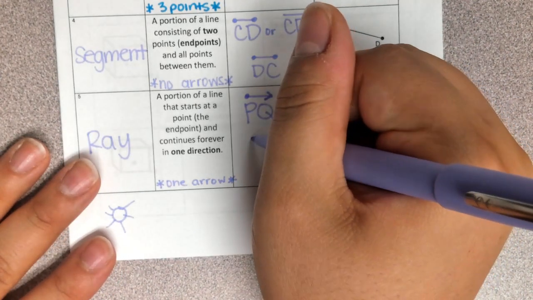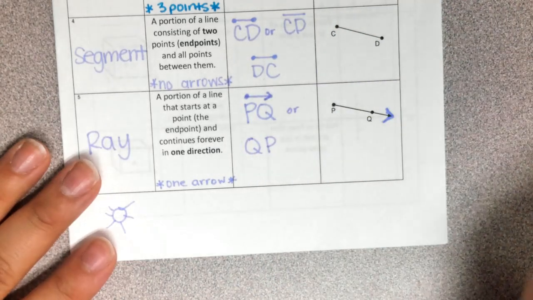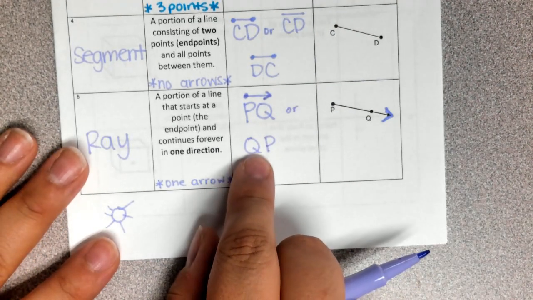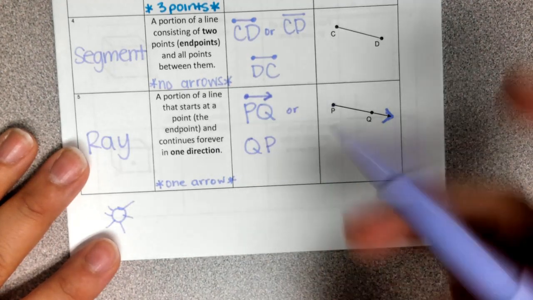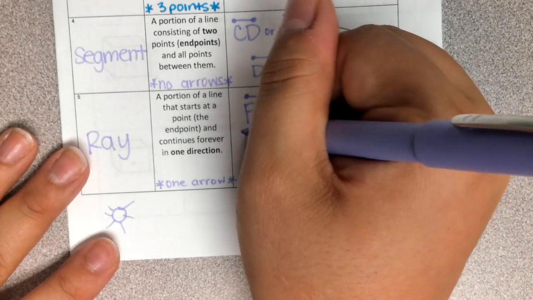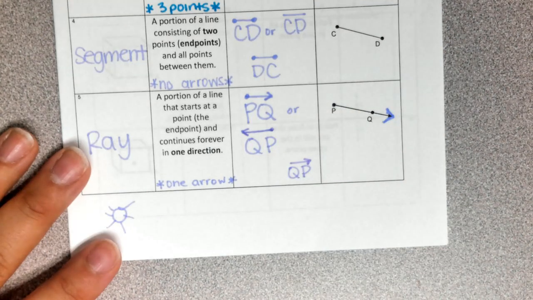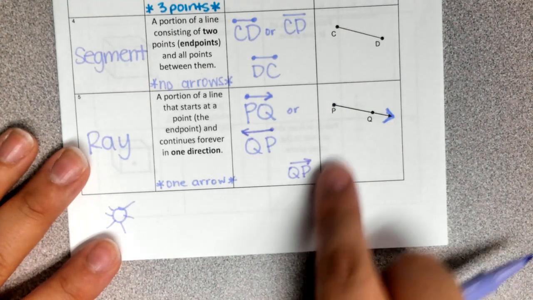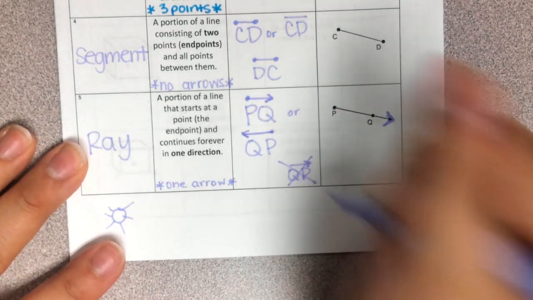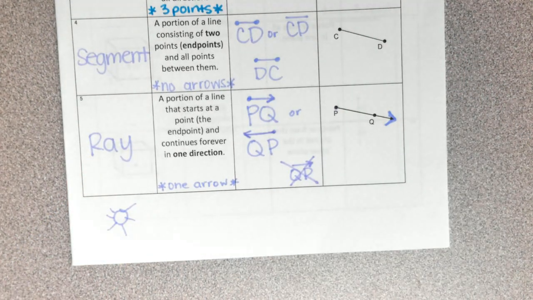Could I do this, QP? But what does Q have to have? Can Q have a point? Can P have an arrow? No. So my arrow would have to go backwards. Could I do this? Why not? Because there's no arrow with P. Put a big X on that one so you know. Don't do that. You cannot flip them around as easily as you can with line and segment. Ray is a little bit special because where you put the arrow matters.